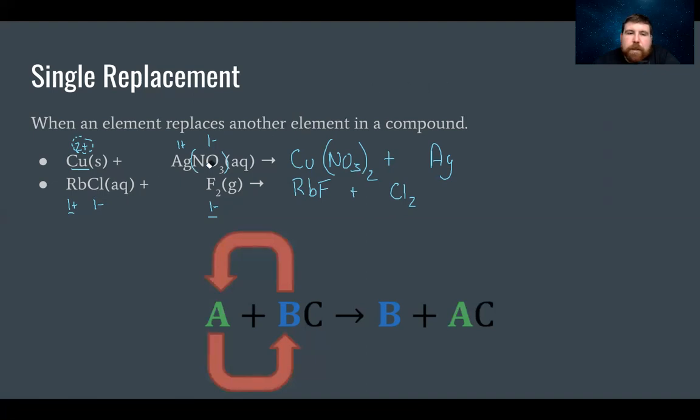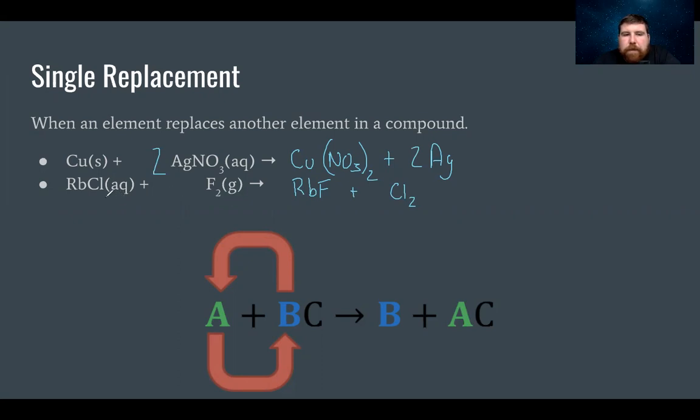Let me go ahead and erase some things here to make it a little bit clearer. So we're going to go ahead and balance these two chemical reactions out. Notice that the first chemical reaction has 1 copper, 1 silver, and then 2 nitrates. I like to think of the polyatomic ions as groups, and 1 nitrate. So we're going to put a 2 in front here, and that also doubles the amount of silver.